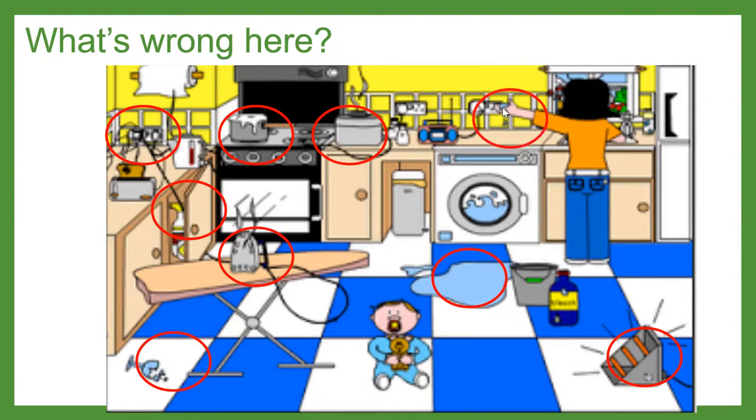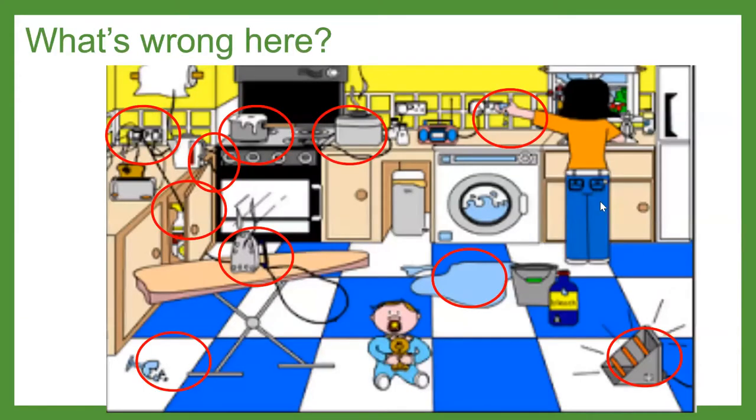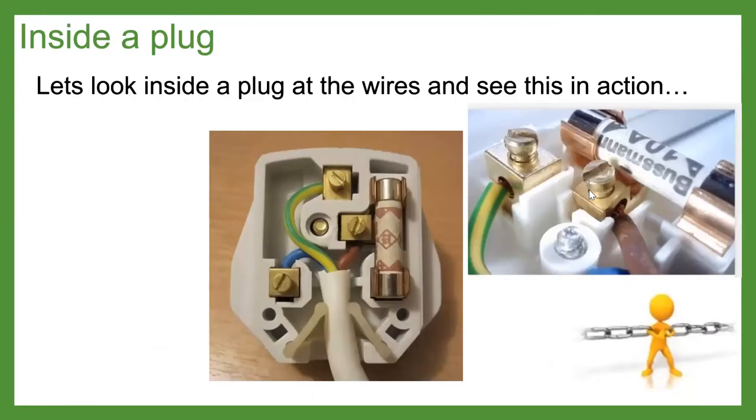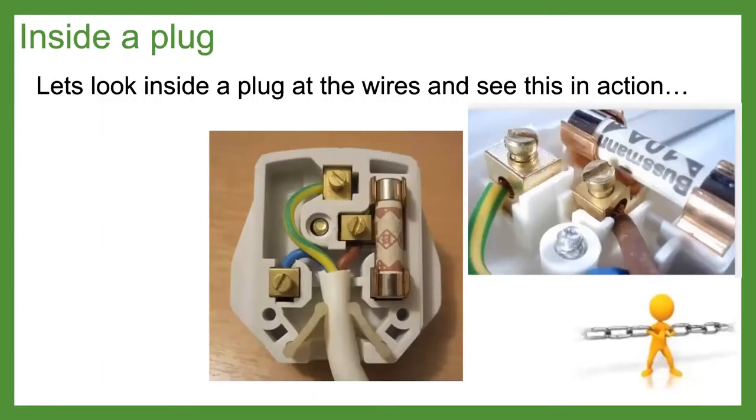This lady's washing her hands and she's got water on her hands and she's touching a plug socket. And remember, we should not mix water and electricity. Over here, the kettle is very close to the edge. It's going to have very hot water in and that could fall on someone and hurt them. Okay, so have a look, see how many of those you managed to find. Did you find any other issues going on here? Well done if you did.